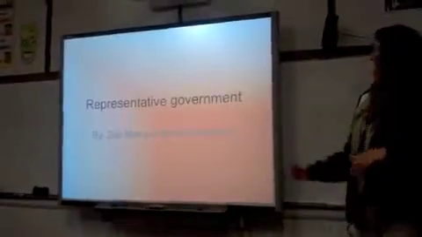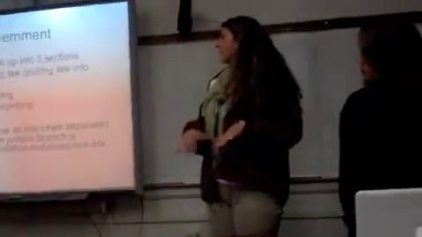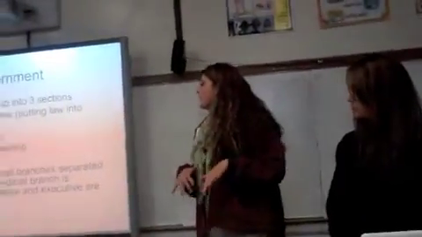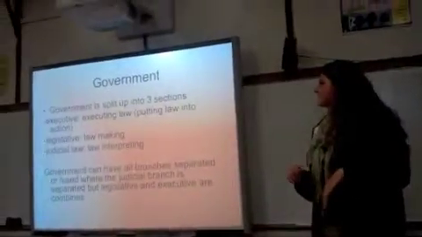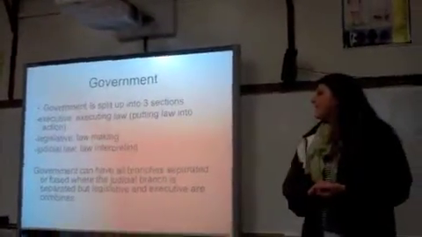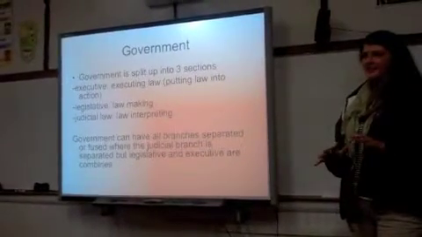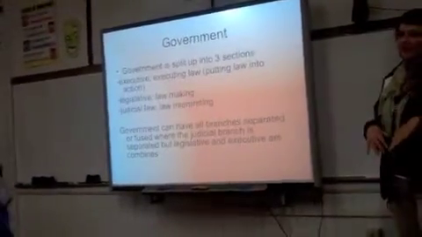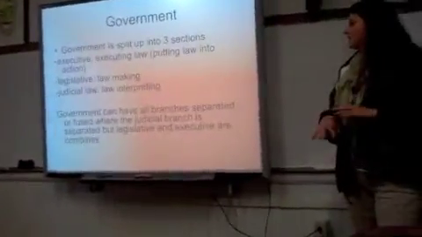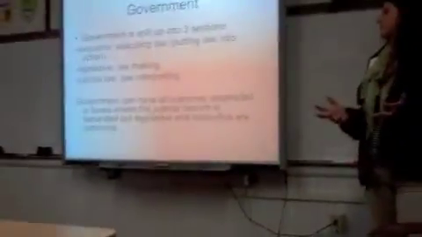So our name is representative government. And just to give a little background on how government works, the government anywhere is split up into 3 sections: executive, legislative, and judicial. Executive law is putting the law into action, making sure that it happens. Legislative is the ones who are going to make the laws, and then judicial law is interpreting it. So they all rely on each other to make sure that everything works out.